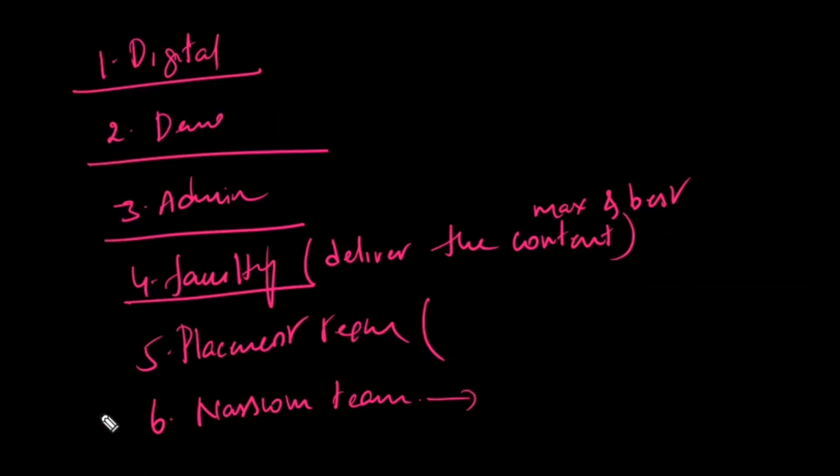So like this, each team is there. A team is called a cluster. The digital marketing team is called the digital marketing cluster. They will do the digital marketing work. The placement team will coordinate with the HRs of different companies. They will make sure that you have good placements.